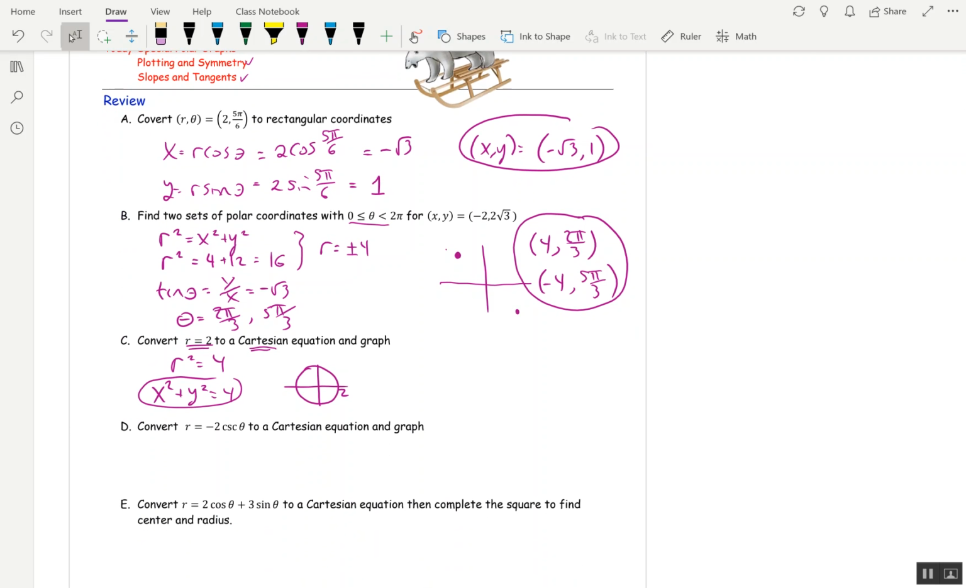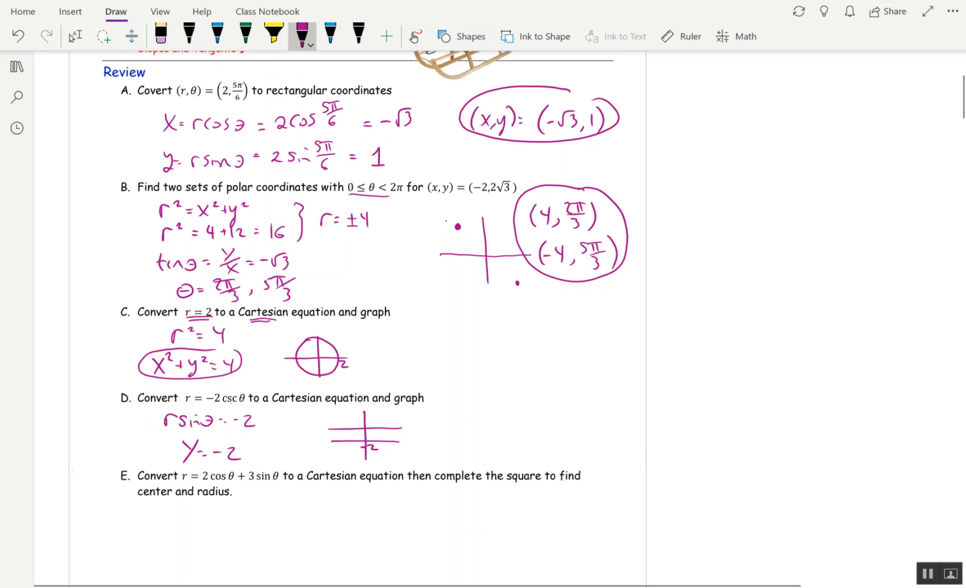Okay. r equals negative 2 cosecant theta. So whenever r is some number times cosecant, that's going to be a y equals. Cosecant is 1 over sine, so multiply both sides by sine. r sine theta is negative 2. That's y equals negative 2. So that's a horizontal line going through negative 2 on the y-axis. All right, our last review problem.